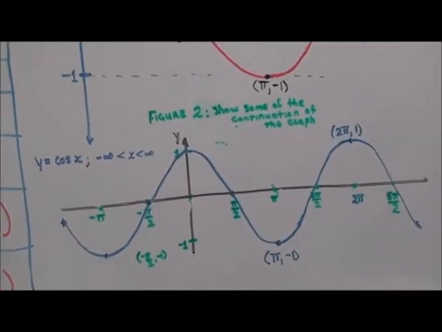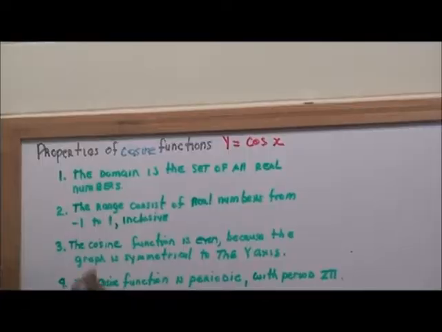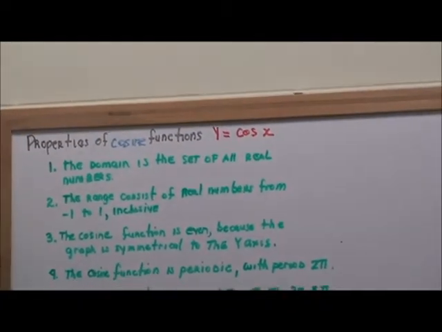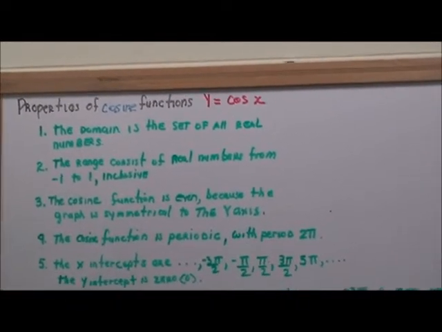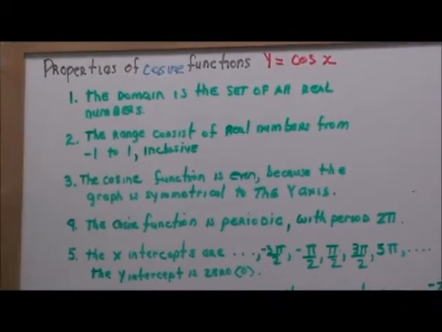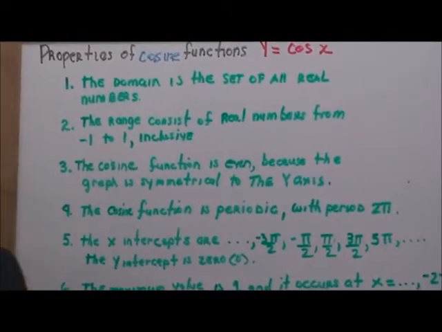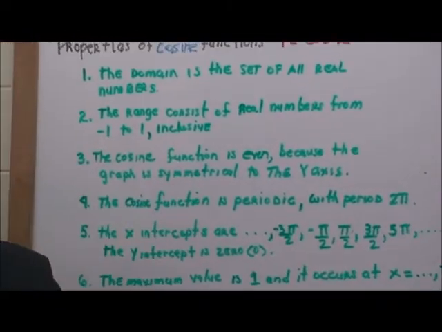So, let's look at some properties. And these properties are very, very important. The properties of the cosine function, y is equal to cosine x. The domain is the set of all real numbers, just like the sine function. And the range consists of real numbers from -1 to 1 inclusive.